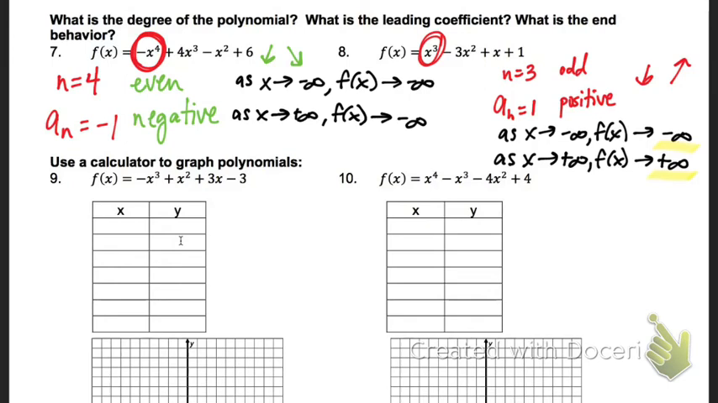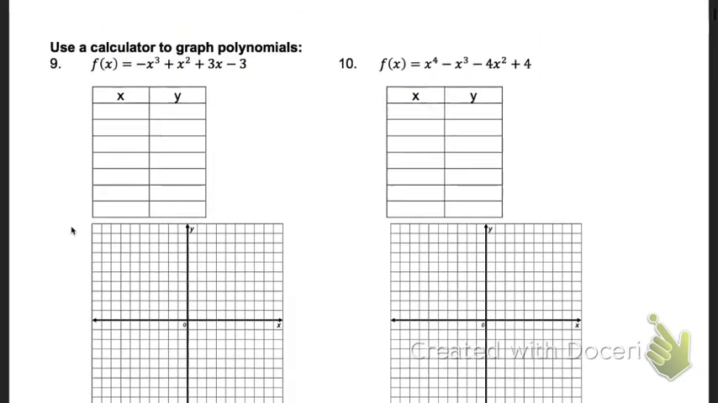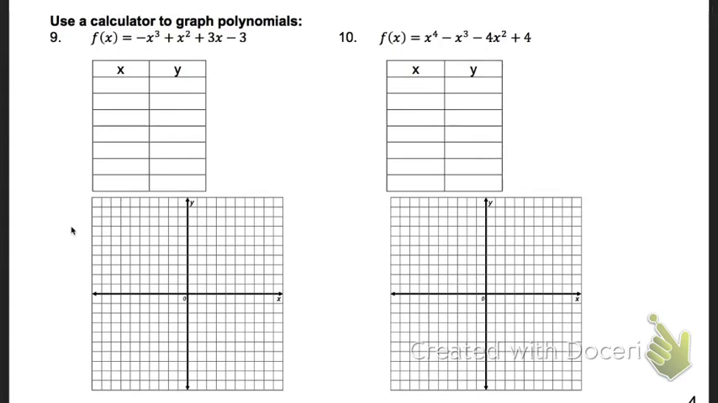Okay, for numbers 9 and 10, I'm going to give you a couple options of things you can do. You can use your calculator to graph. So if you have the Inspire, then you'll just go to the graphing function and type in this polynomial right here into the function. And I want you to find the y values for these specific x values. So -2. Remember that if you want to find the y values, if you just type them in and hit enter. So if you type in -2, enter, it's going to give you that ordered pair. -1, 0, 1, 2, and 3.